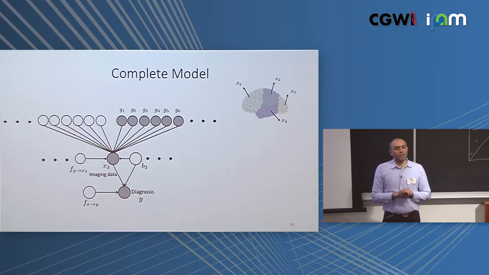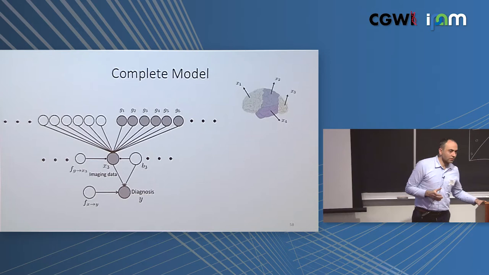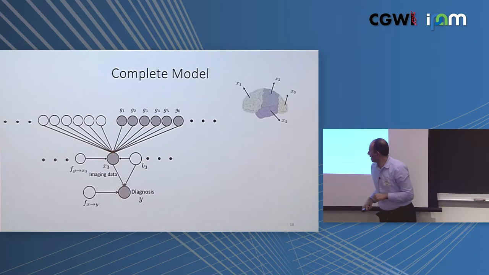Can you repeat, I didn't hear. The edges in the top layer of the graphical model? They're all directed, but you don't see the direction because it's just a small, yes, please.